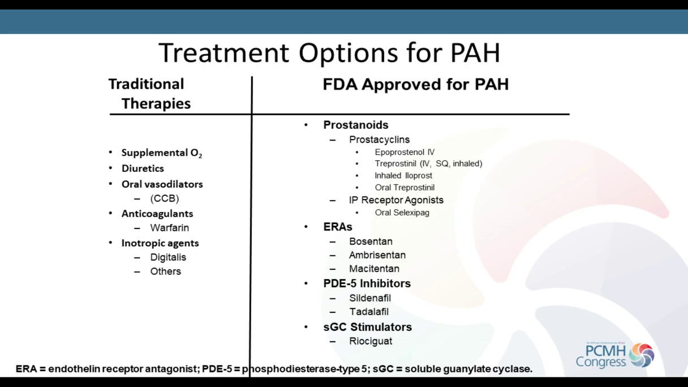We then have endothelin receptor antagonists that block endothelin, so they block a bad substance called endothelin, which your body overproduces when you have pulmonary hypertension. And we have 3 approved drugs there that block that effect.